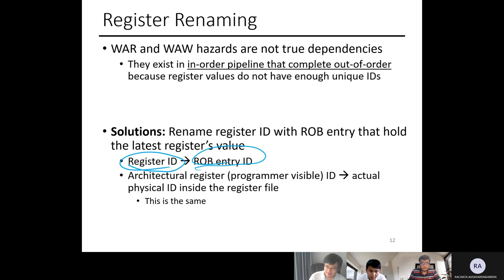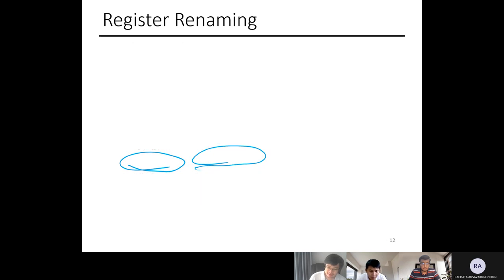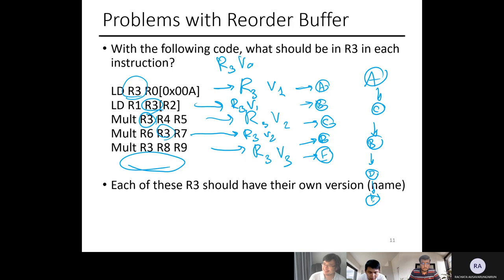Why is that good? If you go back to this example, with write after read, every one of these instructions is basically one entry in your reorder buffer. Imagine this, because every time you fetch a new instruction, you allocate an entry for that instruction. So each instruction already has a tag. It means each instruction already has a unique identifier, and I'm going to generate this value.